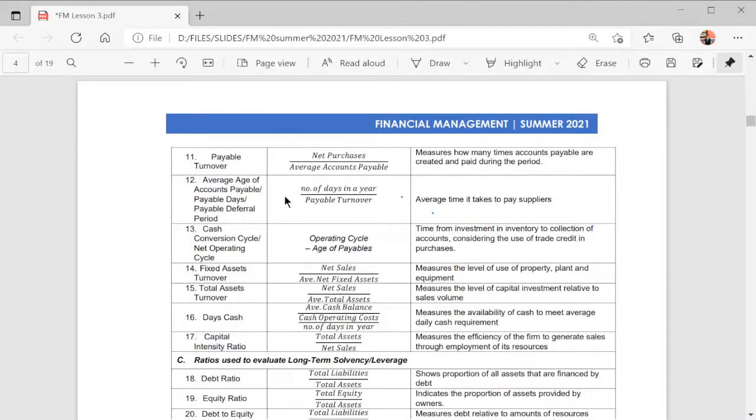So, going back, therefore, this is about the payable deferral period. After all that I have explained, is it the shorter, the better, or the longer, the better? What do you think? That would be the longer, the better.